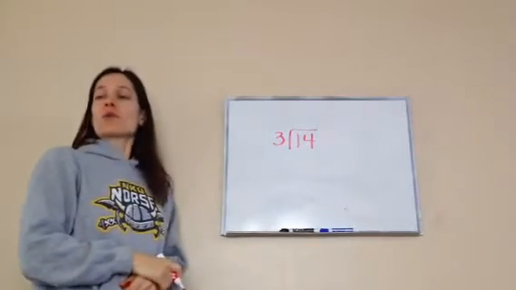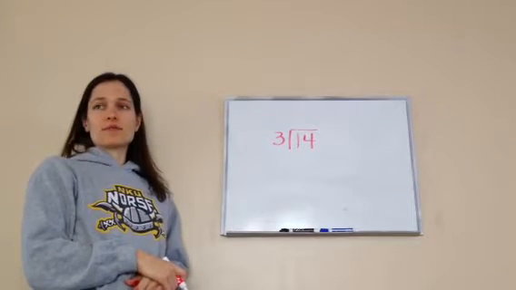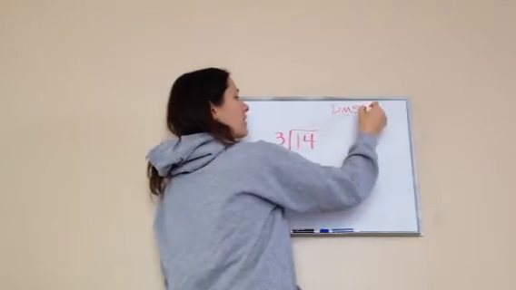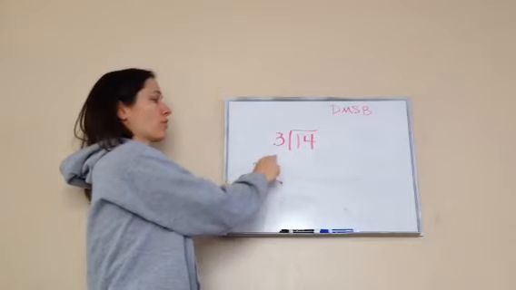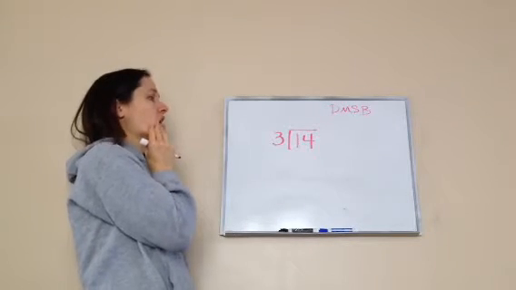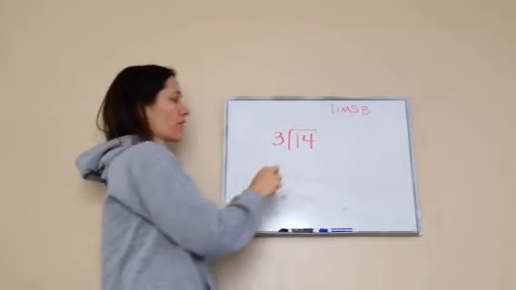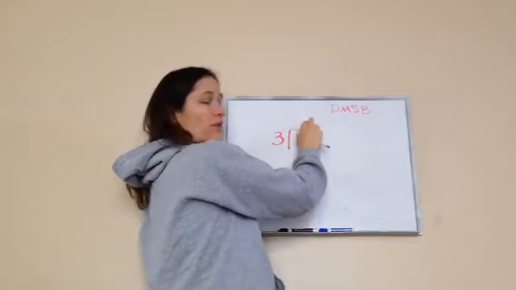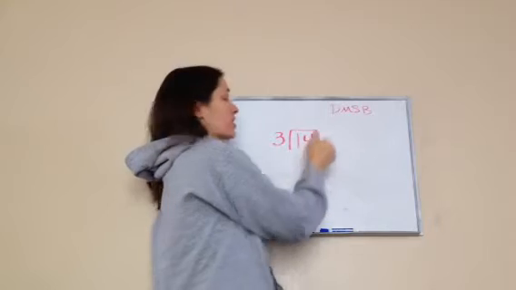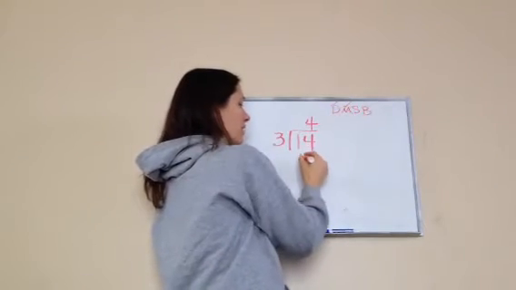What would I do here, Eli? Tell me my first step. Dad, mom, sister, brother. Right, okay, so dad, mom, sister, brother, divide, multiply, subtract, bring down. So let's do that. 3 will go into 14 how many times? 5, 3 times 5. Remember, I always start with 5-ish. 5 times 3 is 15, so we went over. So let's do 4. 4 times 3 is 12.